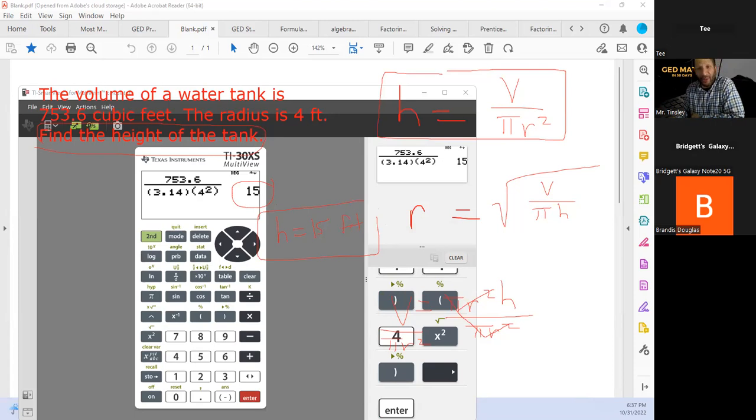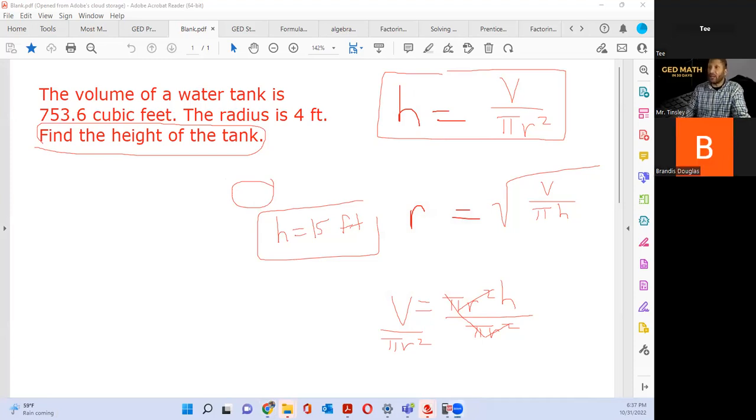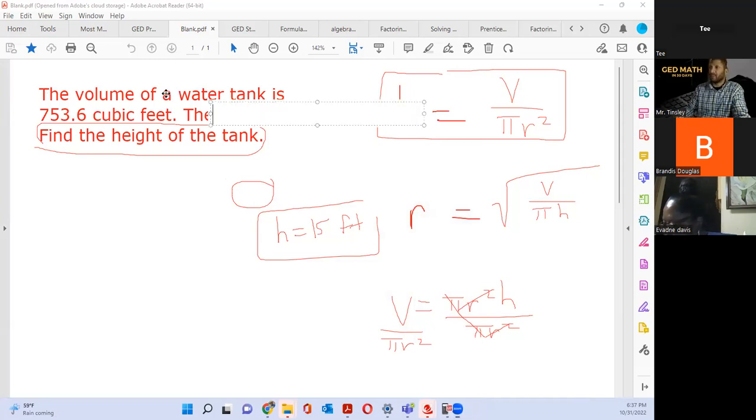Okay, let's change it up a little bit. We know the answers, but I want to show you how it works. So let me minimize my calculator. Now what I'm going to do is change it up. Now we know the height is 15, correct? So watch this.